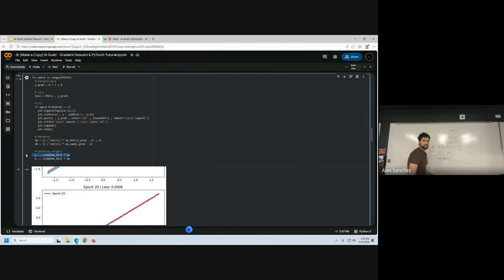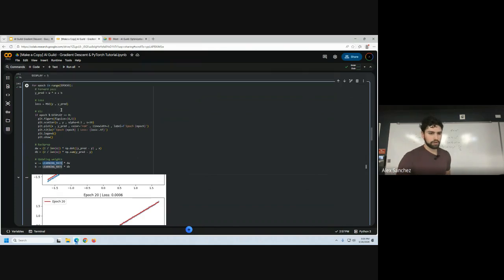We are taking the derivative. So the slope at this specific point is telling us, in this case, that it's a positive value. And again, our goal is to go down, so we're going to subtract to go down. We have some learning rate. This is a hyperparameter in deep learning.